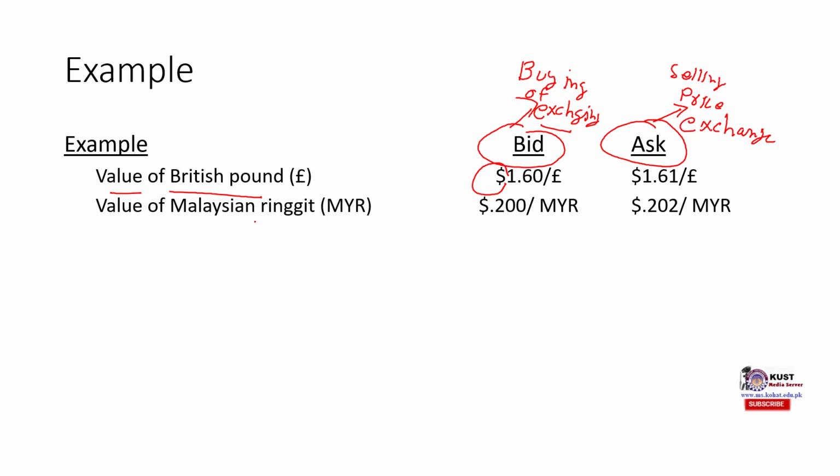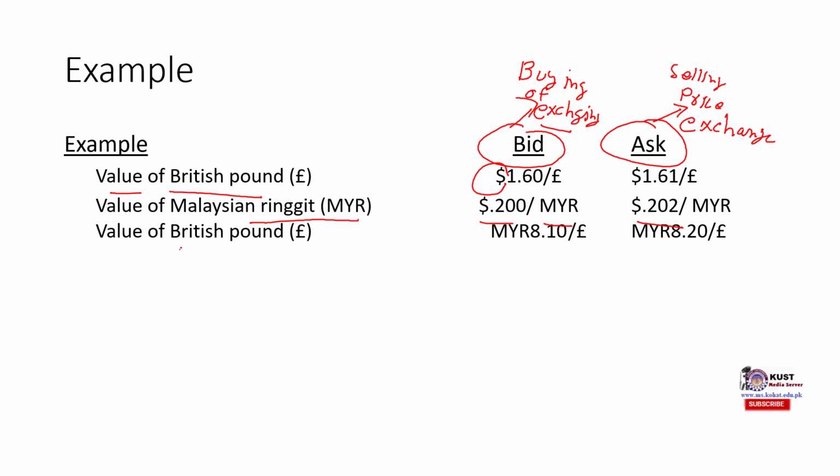Similarly, we have the exchange rate of Malaysian ringgits in terms of dollars. So 1 Malaysian ringgit is equal to $0.20. The bank would buy Malaysian ringgit from us at this price, and the bank would sell to us the Malaysian ringgits at this price, right? They buy Malaysian ringgits at a lower price and sell at a higher price.